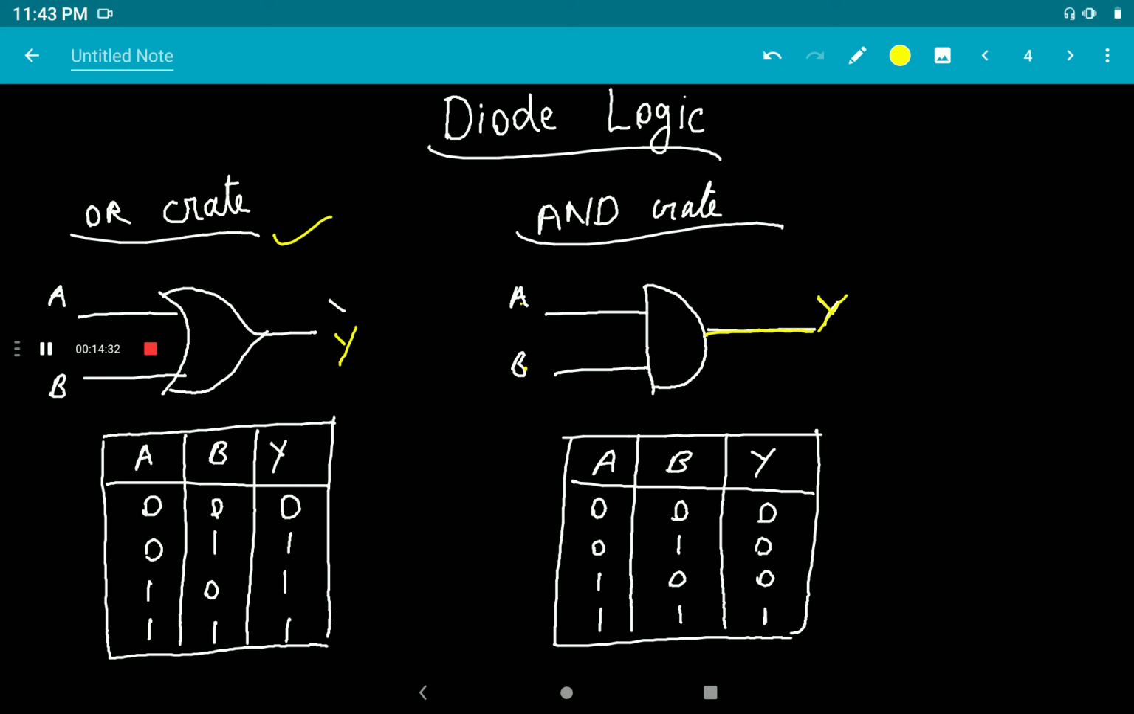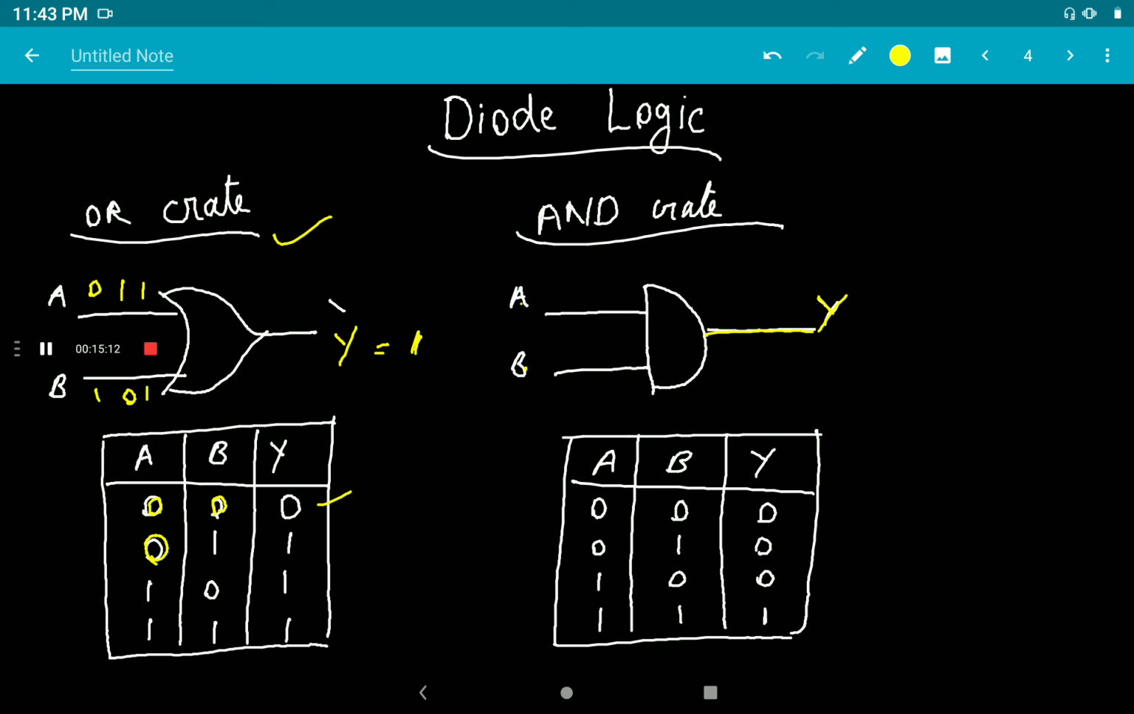When we give a digital input to a digital logic circuit, if we give both the inputs as 0, the output will also be 0. For an OR gate, if A is 0 and B is 1, then the output will be equal to 1. If A is 1 and B is equal to 0, then also the output will be equal to 1. If both of the inputs are 1, then also the output will be 1. Only if both the inputs are 0, the output is 0. That is the OR gate behavior.